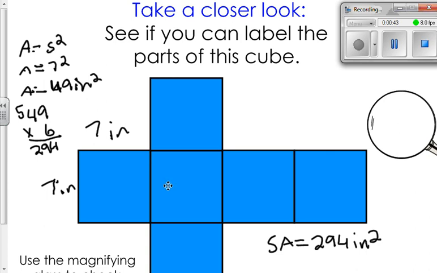But we have how many faces? 6 faces. So that's 49 times 6, which is 294 inches squared. So our surface area is 294. So we take the area of 1 and multiply it by all 6.